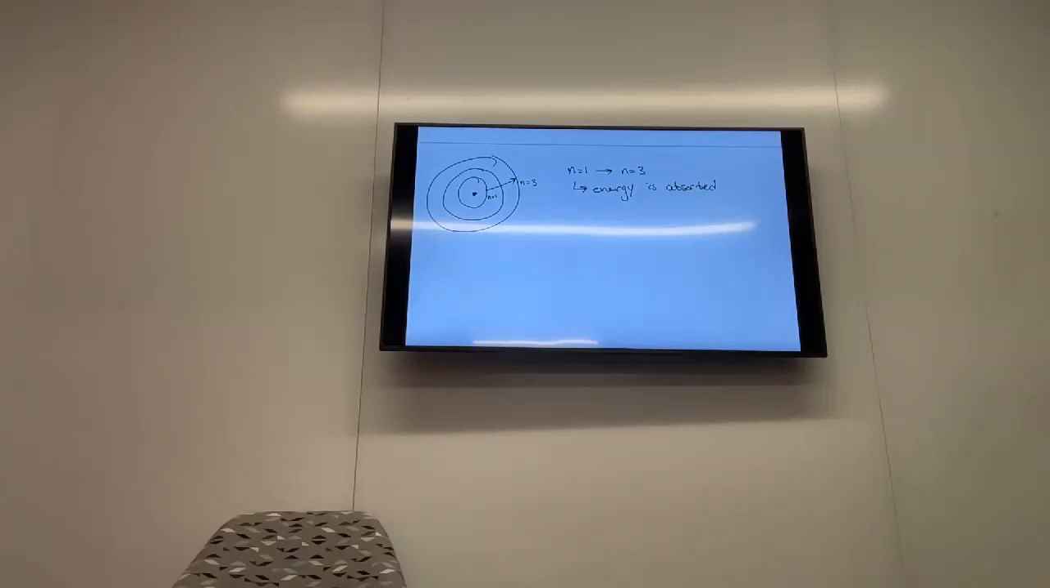But if we wanted to go from n equals 3 down to n equals 1, what happens there? Yep. Energy is lost and a photon is emitted. Okay, so this is really important to remember. When you go down in energy level, as you go from n equals 3 to n equals 1, the atom loses energy.